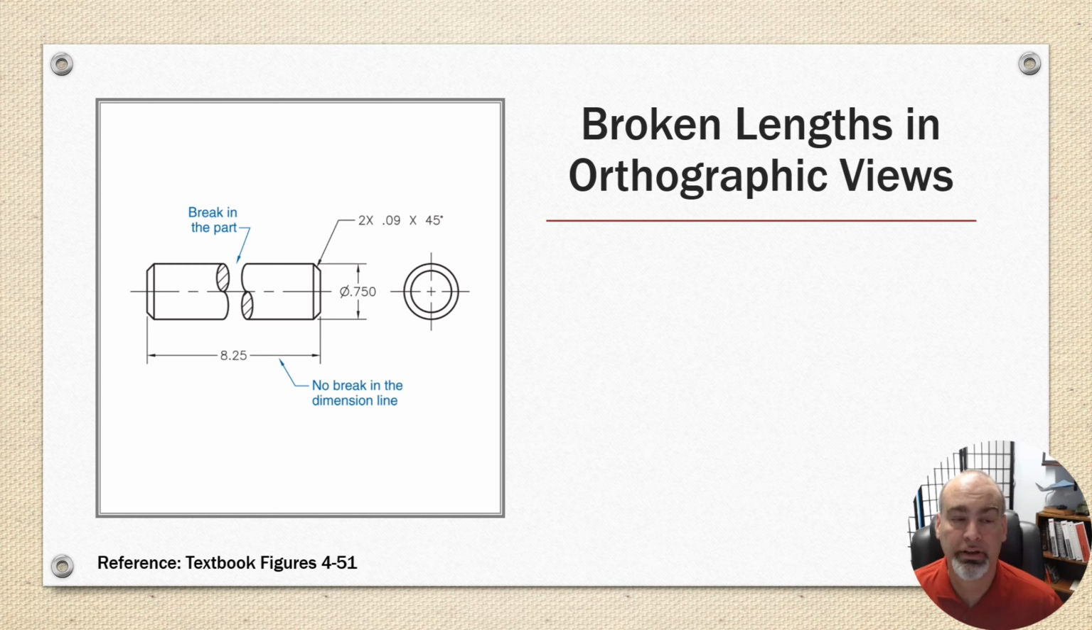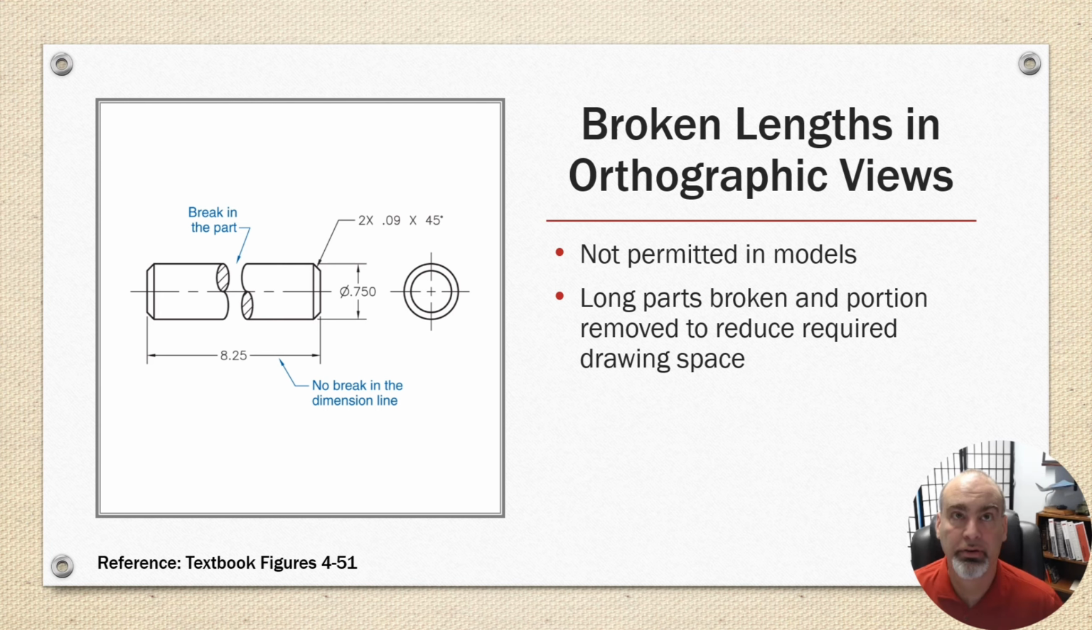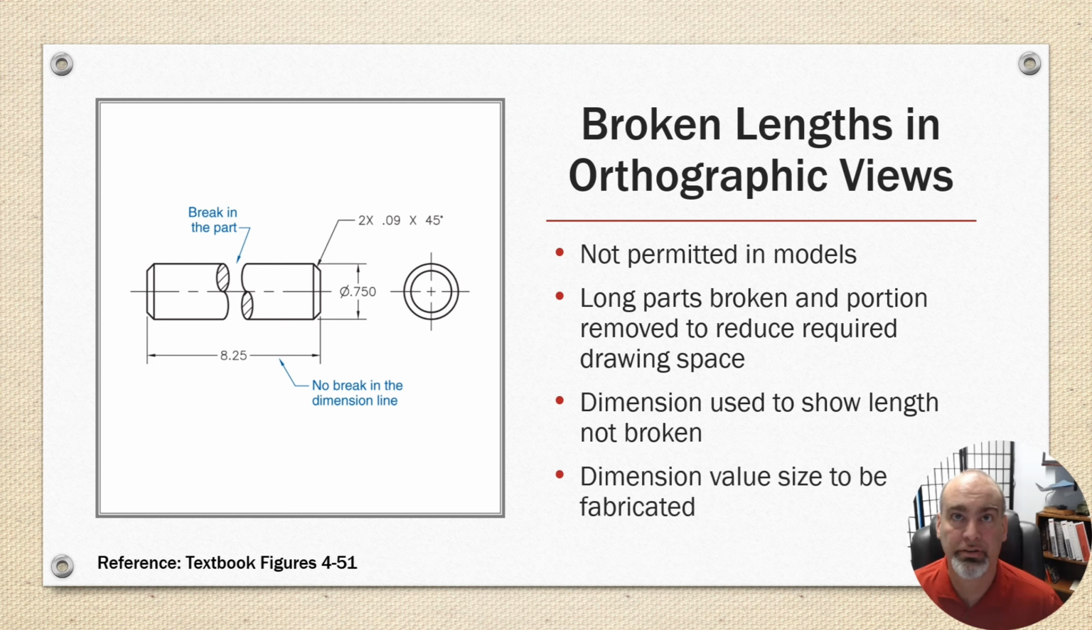Okay, broken links and orthographic views. They're not permitted on models. Long parts are broken, with a portion removed to reduce required drawing space. The dimension used shows the full length, not the broken length. The dimension value is the size to be fabricated.